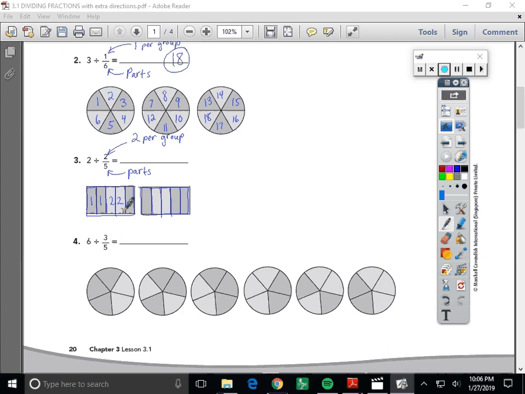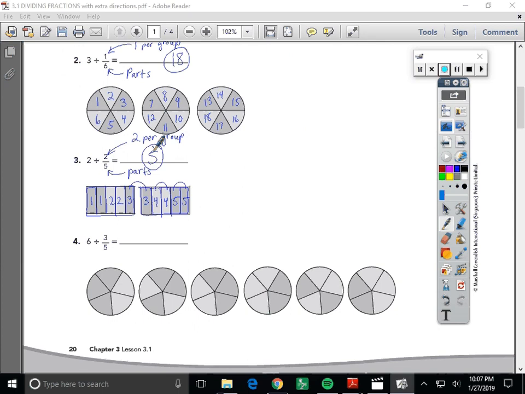I'm going to go again, but notice I have this extra piece sitting here. If I combine it with the one next door, I would have 3 whole groups of 2/5. And if I keep on going with this idea, I need 2 of them to make my 4th group and 2 more of them to make my 5th group. We can make 5 equal groups of 2/5.